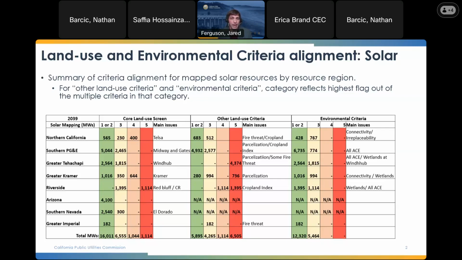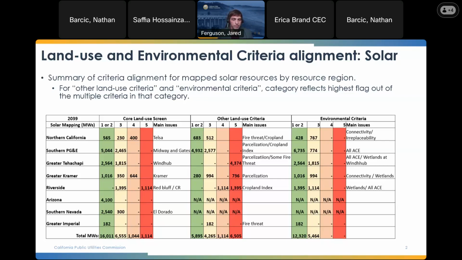And again, it's looking at what of those 5 sets of analyses is the highest flag. So you can see here again for Northern California, we have 767 megawatts at substations that have at least one level 3 flag, and the key criteria driving that level 3 flag are the connectivity and the irreplaceability data sets.